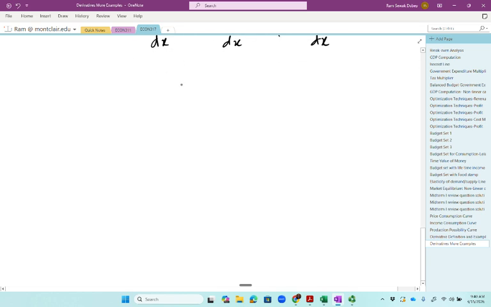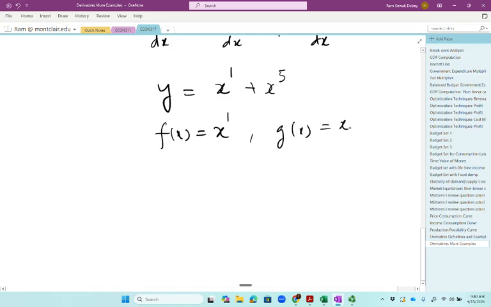That's what will be the derivative of the sum of the two functions. So for example, if I take y equal to x to the power 1 plus x to the power 5, you can see f of x, the first function, is x to the power 1. The second function is x to the power 5. Usually when we write x to the power 1, we don't include the exponent. So I could have written f of x to be x itself.